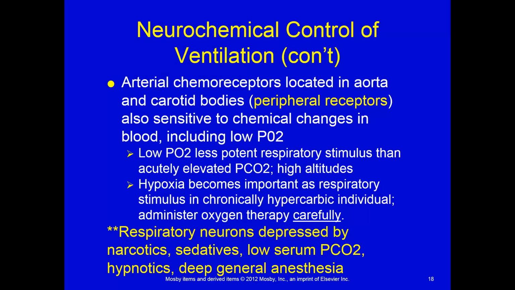So again, central receptors pay attention to carbon dioxide levels, peripheral receptors pay attention to oxygen levels. Now, going back to this person who lives in this chronic high CO2, chronic hypercapnic state. So first of all, what kind of individual would that be, that they're sort of chronically have high CO2 levels? COPD, perfect. Hypoxia becomes a very important respiratory stimulus in these people who are chronically hypercarbic.